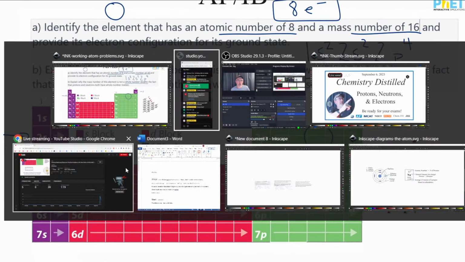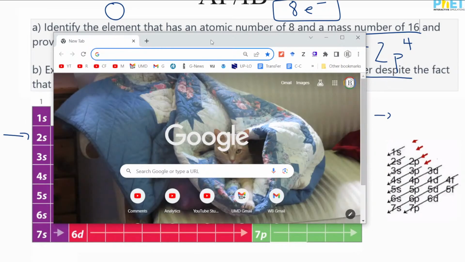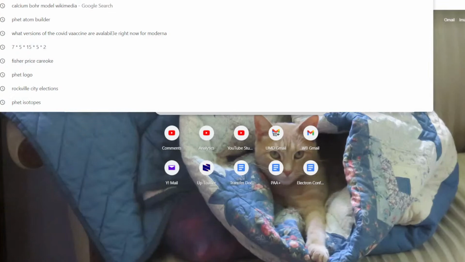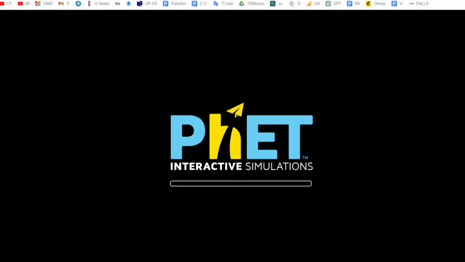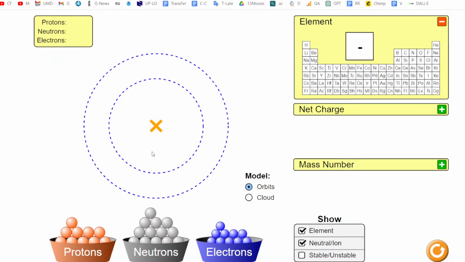And I'm going to open a browser, if I can do that from here. This is a free app that I use quite a bit when I'm teaching with my students. So hopefully you can see the app here. And we're going to build the atom.